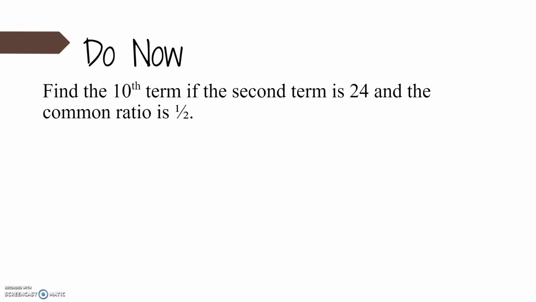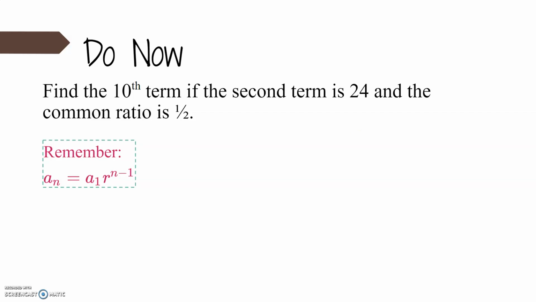So for example, the second term is 24. I'm going to multiply by 1/2, our common ratio, and I know then the third term would be 12. And then the next term, times 1/2, would be 6, and then 3. And I could keep doing that as many times as I needed, but it can be very tedious. So let's go through the algebra of it.